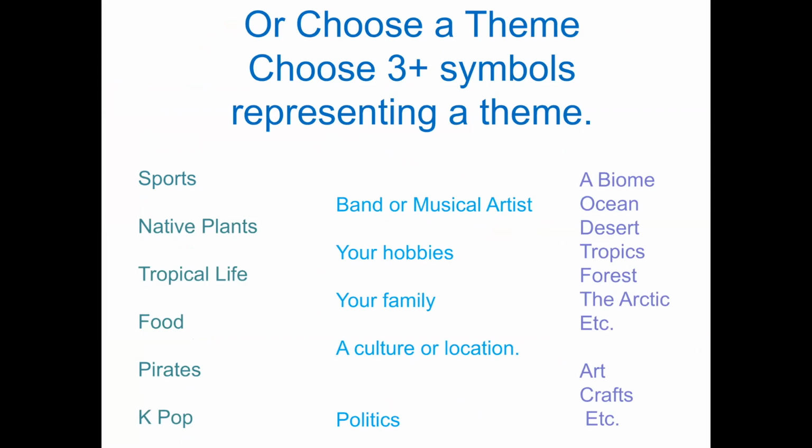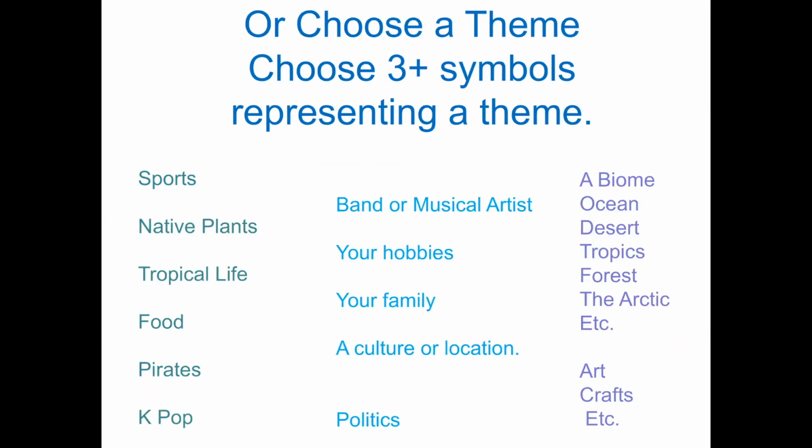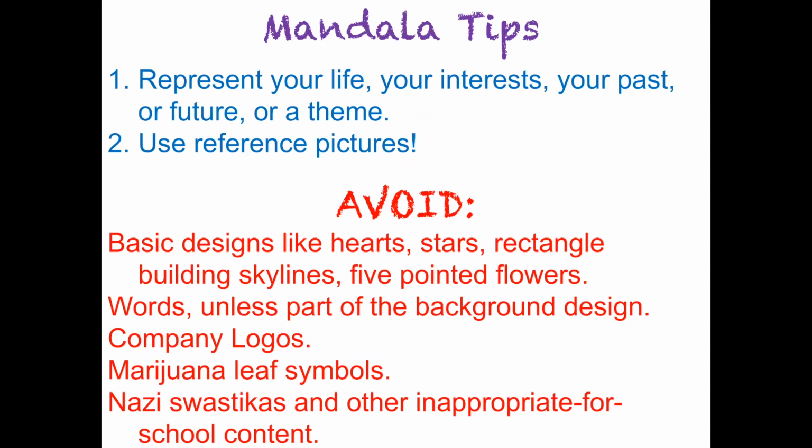I want you to read through these and kind of do a brainstorm list and think about the things you might like. You could write something down for each one and then pick 3, or you could say, you know, I'm going to do a mandala just about my family members, or I'm going to celebrate this culture that interests me, or my faith or spirituality, whatever, okay? So I want you to do a little work brainstorming. Just write it down in your folder or your binder. And then I want you to do some planning.